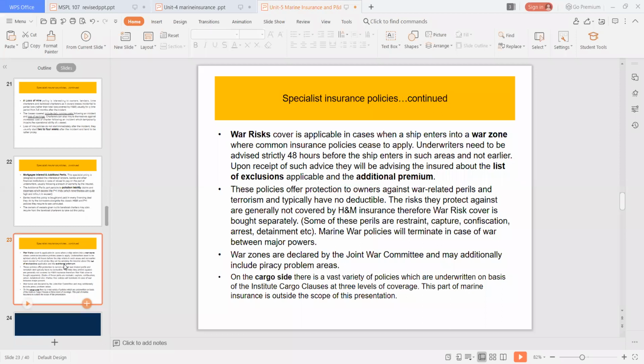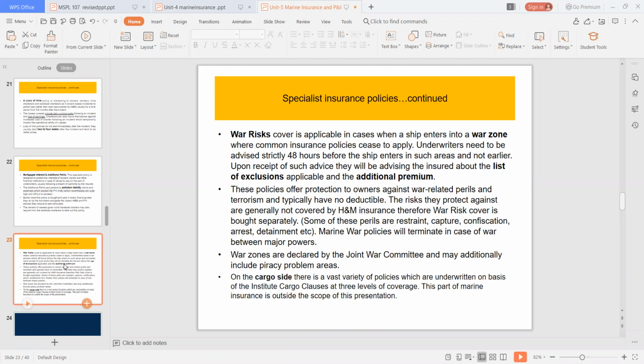On the cargo side, there is a vast variety of policies which are underwritten on the basis of the Institute Cargo Clauses at 3 levels of coverage. I already showed this in the previous presentation. This part of marine insurance is outside the scope of this presentation.